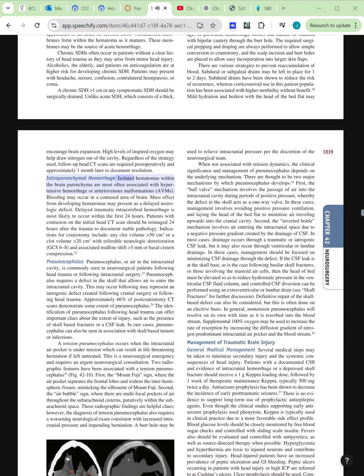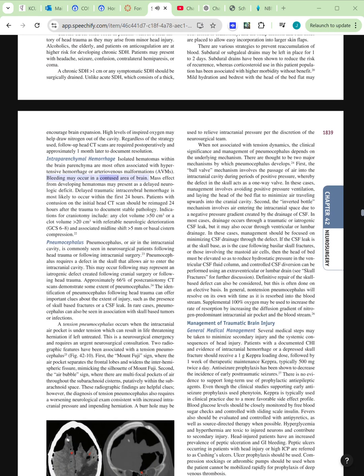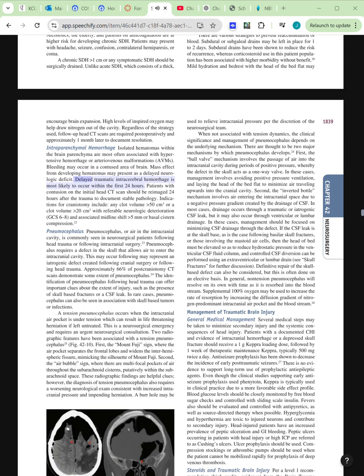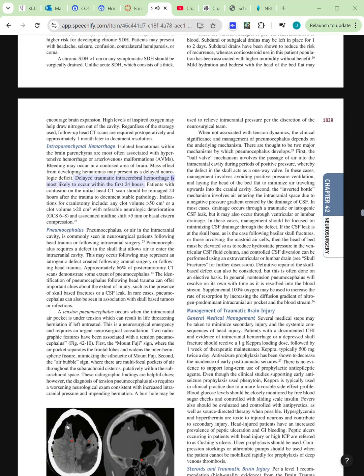Intraparenchymal hemorrhage. Isolated hematomas within the brain parenchyma are most often associated with hypertensive hemorrhage or arteriovenous malformations, AVMs. Bleeding may occur in a contused area of brain. Mass effect from developing hematomas may present as a delayed neurologic deficit. Delayed traumatic intracerebral hemorrhage is most likely to occur within the first 24 hours.